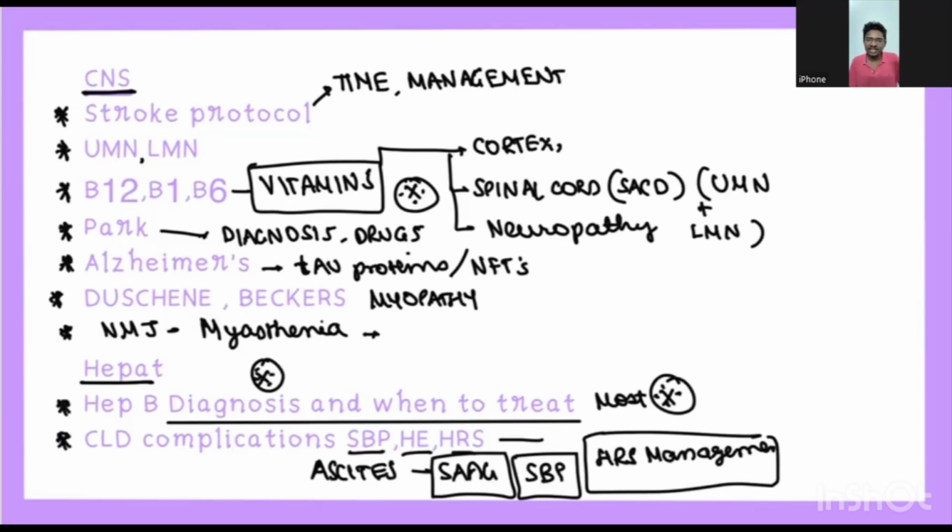Then the management protocol for HRS, hepatorenal syndrome, as well as hepatic encephalopathy. Both management protocols and what drugs are used, minimum that you should be knowing. Okay, and for HE, know the criteria. Two criteria are there, West Haven and the Sonic. That you should be knowing.